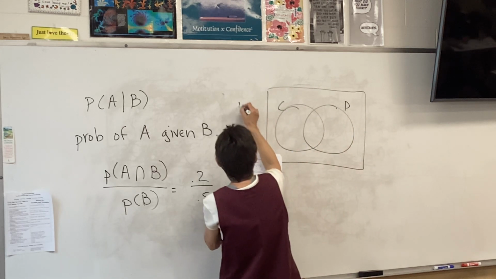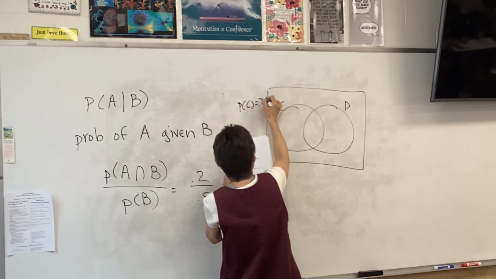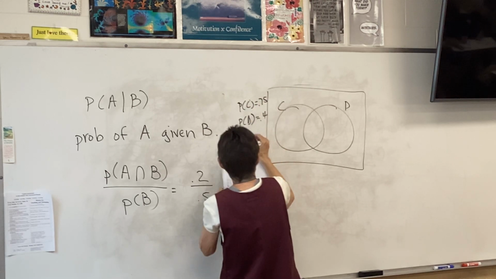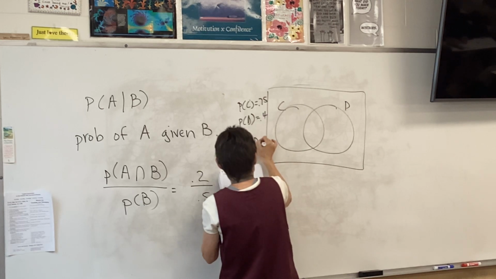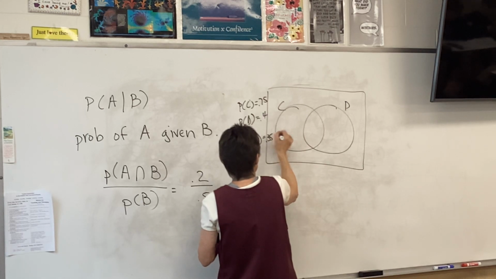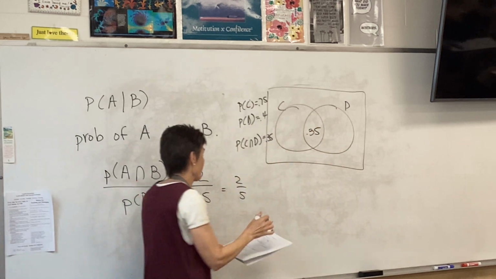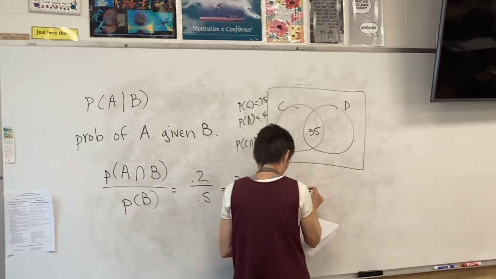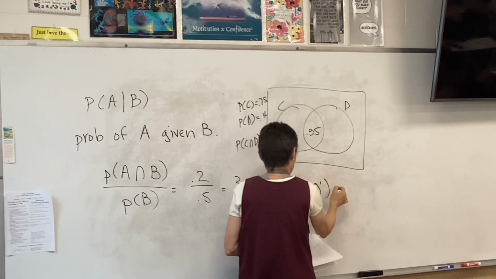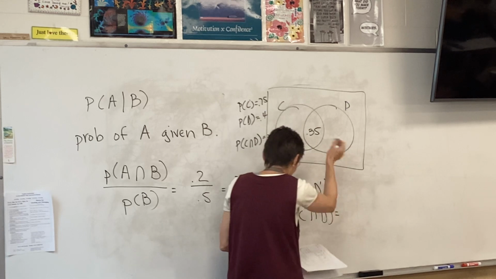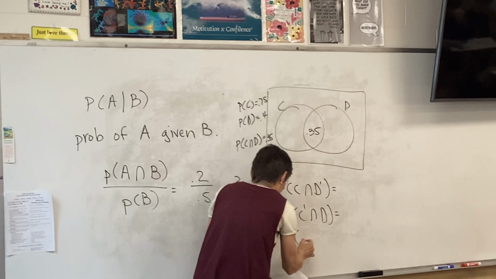And we know cookies is 0.75, donuts is 0.4, and both is 0.35. So I'm gonna put my 0.35 right there where both are. All right, fill in the rest of your Venn diagram. You should be able to do it.